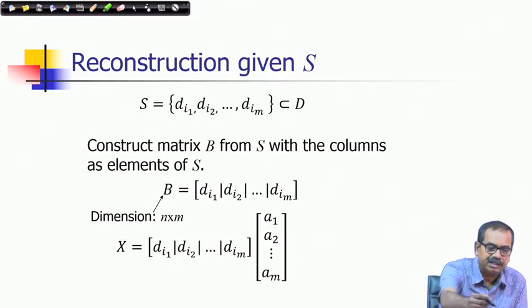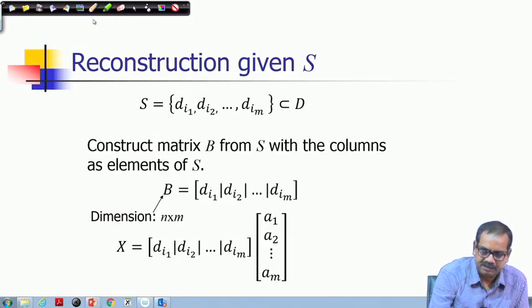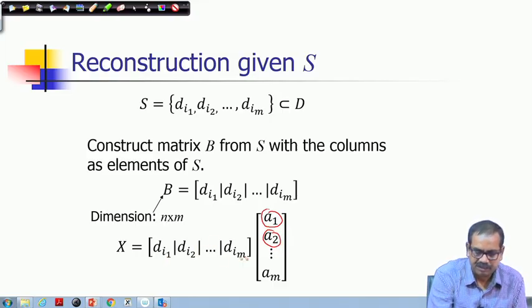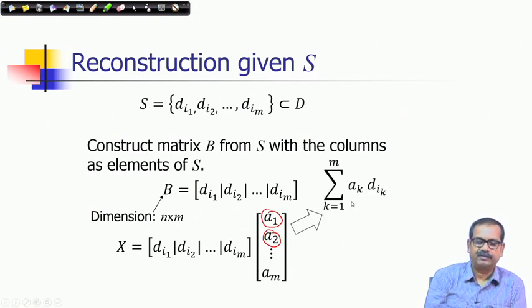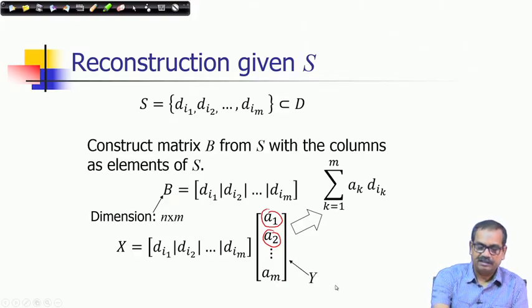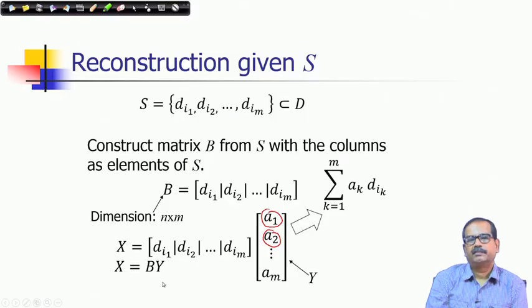So, here A1, A2, these are all scalar quantities, and you are multiplying A1 into di1 plus A2 into di2, and like this you proceed. That is how you get the linear combination. This set of coefficients, this column vector, let me denote it as y, and the linear combination can be represented as the multiplication of B and y.